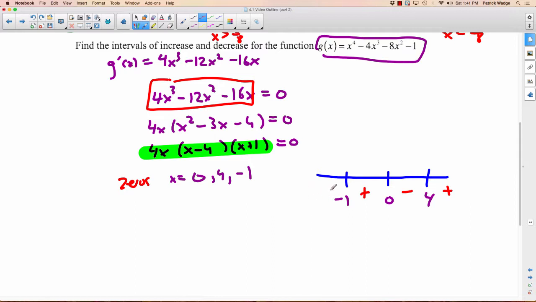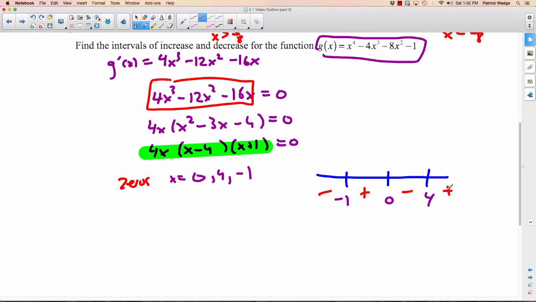Okay, last interval here, a number less than -1. I'll pick -5. 4 times -5, it's negative. -5 take away 4, it's negative. -5 plus 1, it's negative. Negative, negative, negative, multiply them all together, you get a negative. Okay, we're going to end up doing these wiggle graphs a lot. What I'm always going to do is put the negative or plus down here, and what I'm going to write above is what this means.